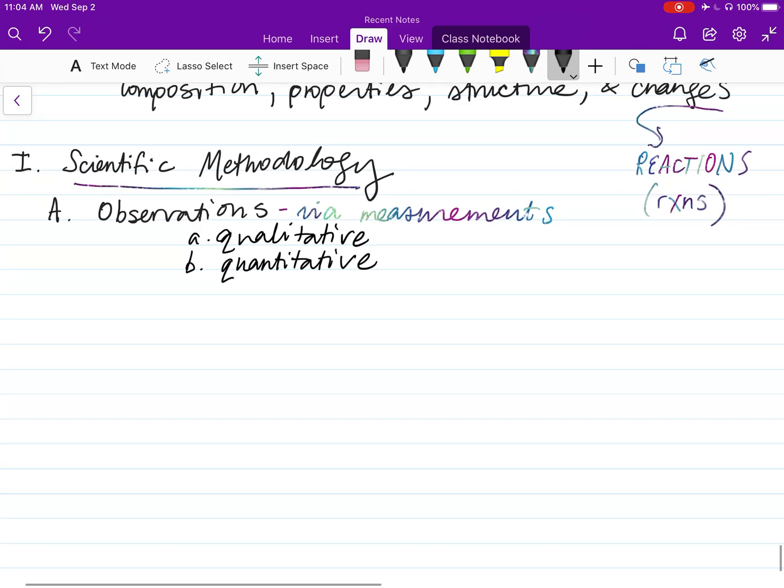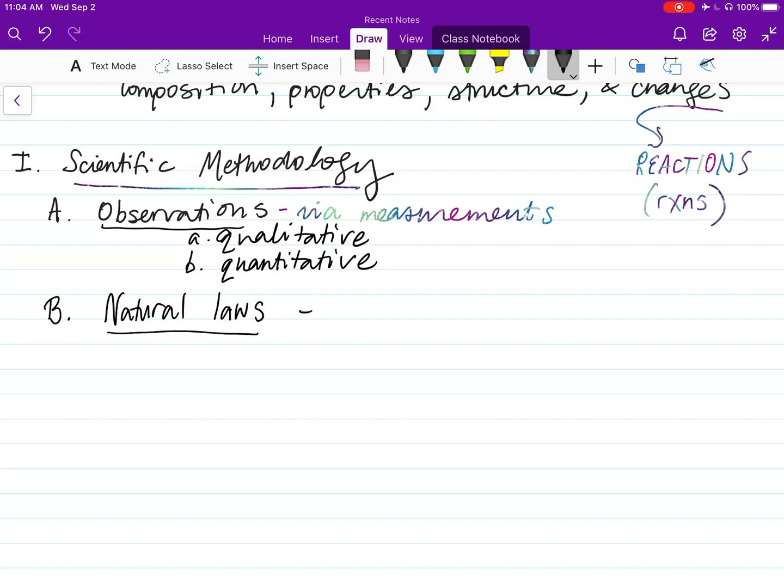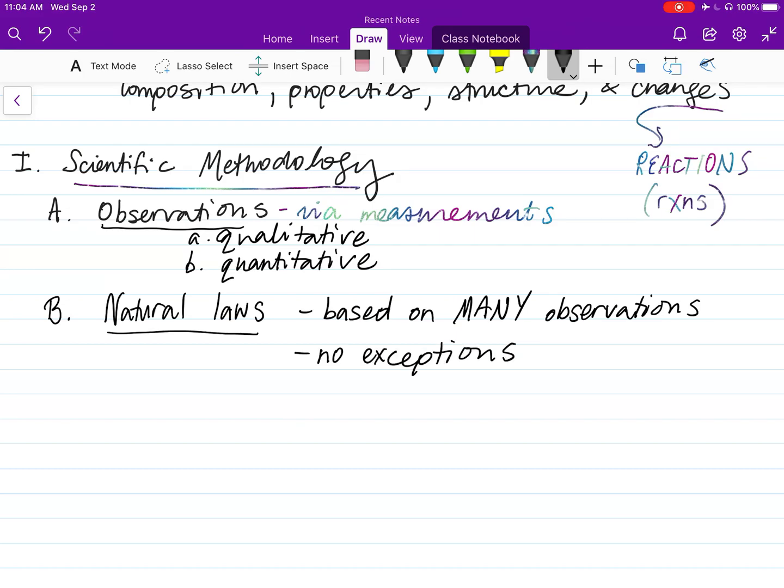Once you have many, many observations under your belt, you can start formulating natural laws. Okay, so this is what scientists have done. Many, many observations have given rise to laws that are truths based on many, many observations. So you need lots and lots of observations to be able to declare something a law, because a law means that there are no exceptions. There are actually relatively few natural laws, but certain things have no exceptions.